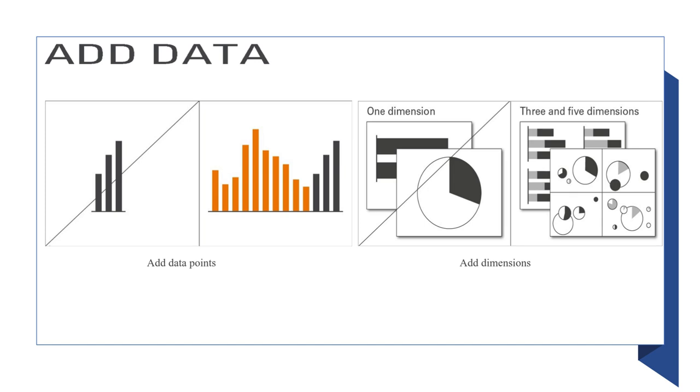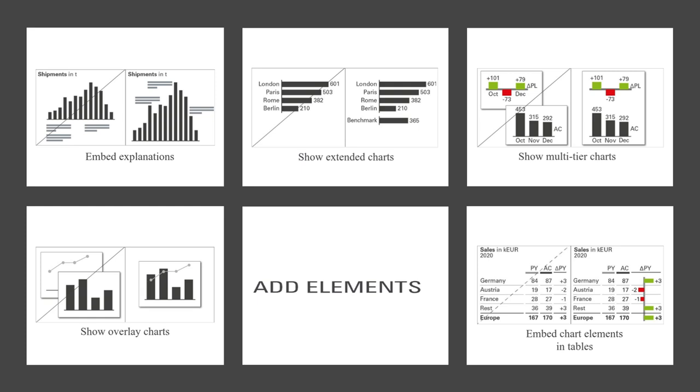Add data. Add data points and dimensions. More data on the same chart, when done well, is more informative, not more confusing. Effective data visualization enhances insight by adding context directly into charts and tables. Embed explanations to show not just what happened, but why. Placing short notes directly on charts removes the need for cross-referencing.